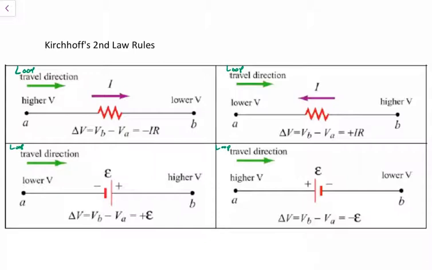If our loop direction is in the same direction as our current, then we should be going from a higher potential to a lower potential. If our loop direction is going against the direction of this current, then we should be going from a lower potential to a higher potential, and we're gaining current.